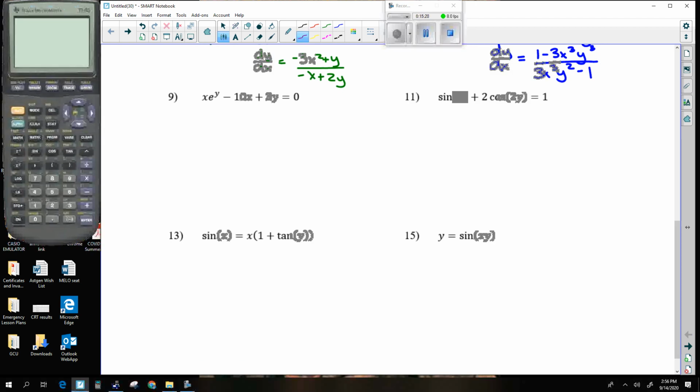Okay. Back to the harder problems. Here we have a u and a v, so the derivative of x is 1, plus the derivative of the second bit, e to the y. So e to the y is e to the y. I didn't take a derivative of y there. Or did I? Yeah, well, kind of. And then the chain rule would be on the y, so that gets the dy dx. Minus 10x, so that'd be 10, plus 3y, so that's 3 dy dx. It's already equal to 0, so no big deal.